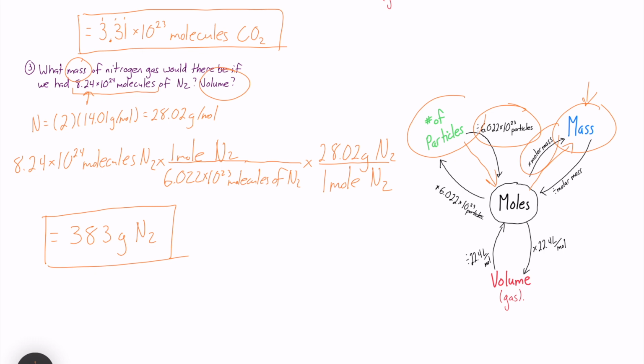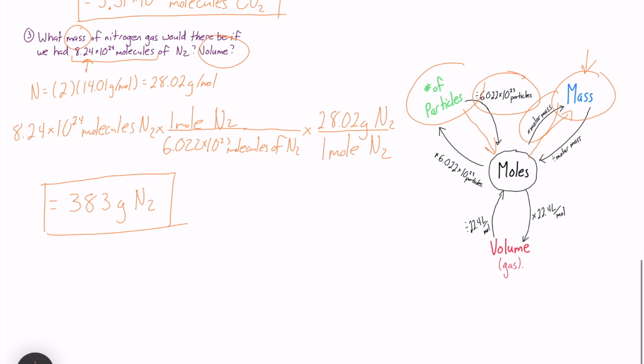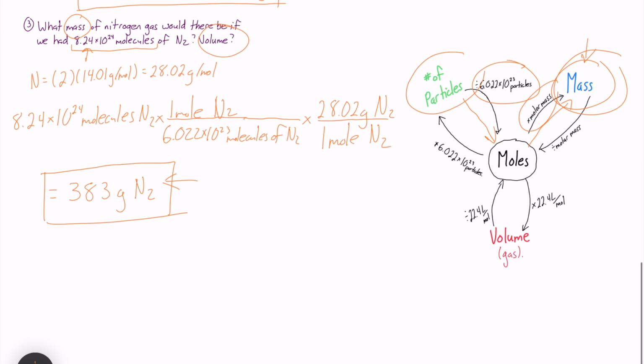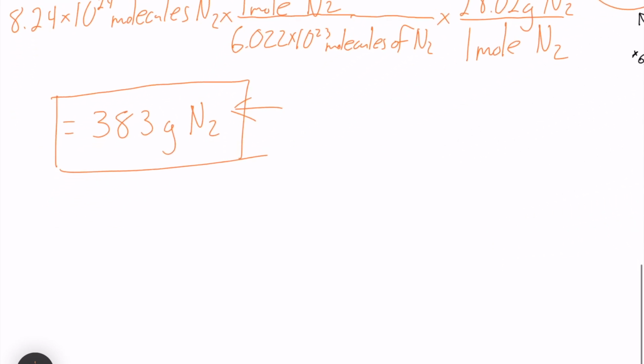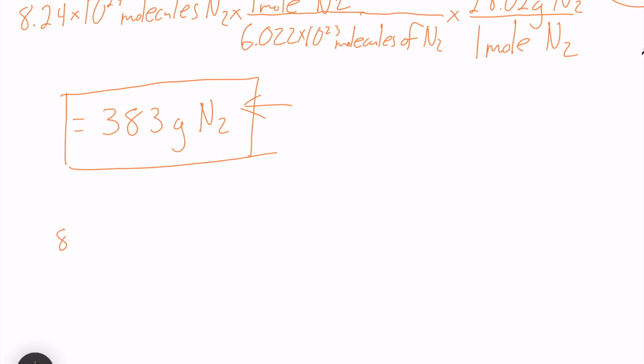And finally, let's figure out the volume here. So a couple things. We can either use what was given in the question. We can either use the amount of molecules, or we can use the mass, which we just found. It doesn't matter that much. But I'm going to keep it simple. Let's use exactly what we were given in the question here. So we were given 8.24 times 10 to the 24th molecules of N2. We're going to get to moles here.